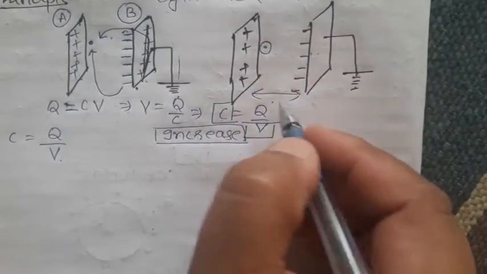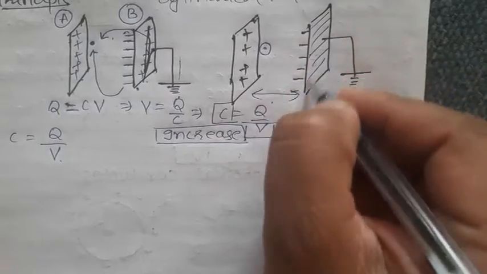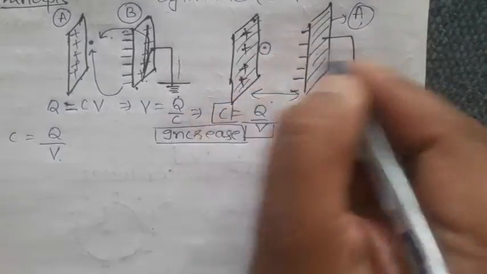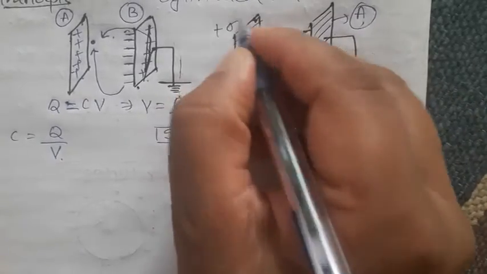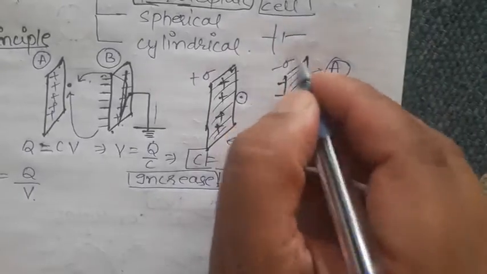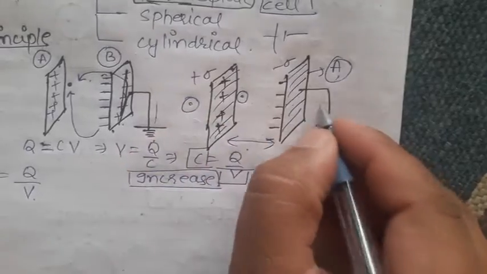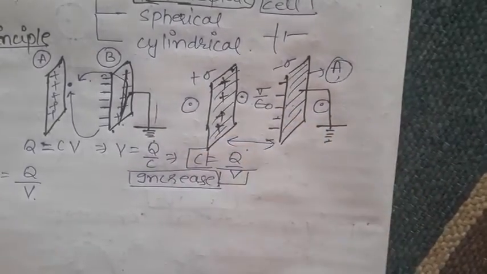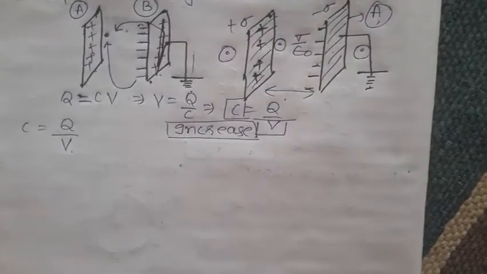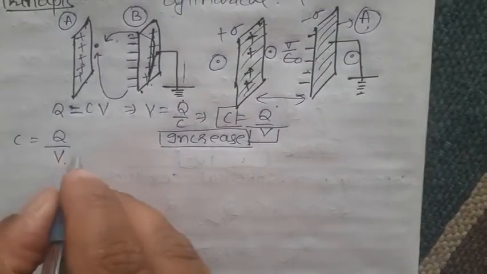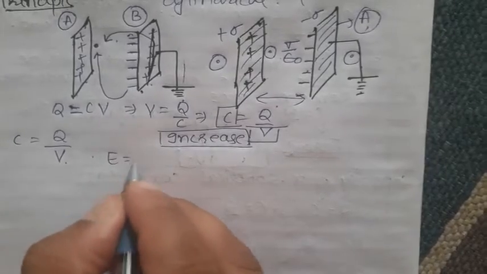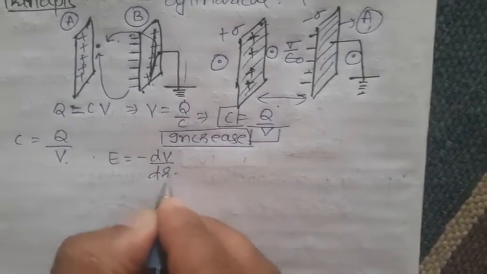Okay. Now it is separated. Let us suppose the area of each plate is A. The areas of both plates are the same. One is plus sigma and this one is minus sigma. Here the electric field is 0, as we proved in Gauss's law, but inside it was sigma by epsilon naught. So C is equal to Q by V. What is V? How to calculate V? You know the relation E equals minus dV by dr.